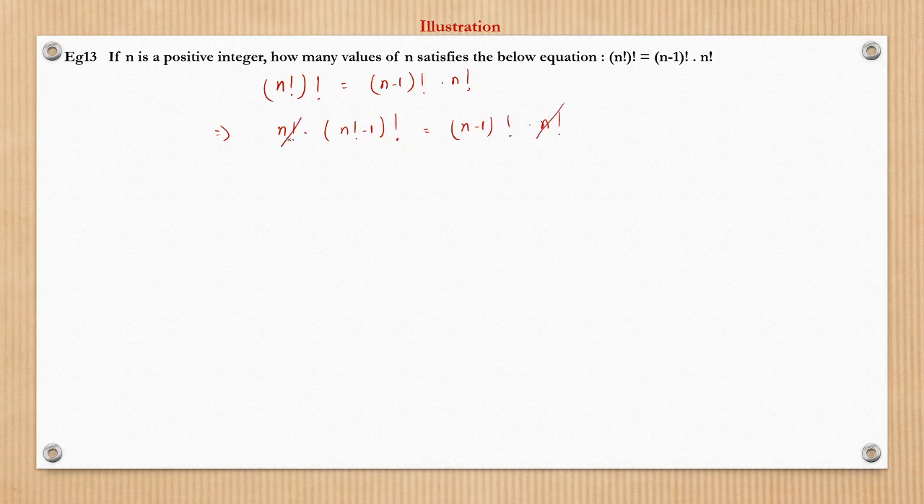This n factorial gets cancelled with this factorial. So here it is nothing but n factorial minus 1 factorial is equal to n minus 1 factorial. Now we have seen in the earlier slides that if two different numbers have the same factorial, it's only possible if the numbers are the same, and those numbers can have no other value than 0, 1. Two different factorial values can be the same only in the case of 0 factorial and 1 factorial.